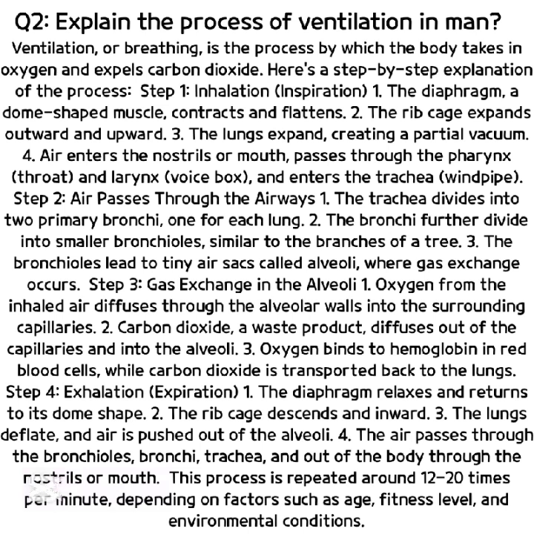Step 2. Air passes through the airways. First, the trachea divides into the primary bronchi, one for each lung. Second, the bronchi further divide into smaller bronchioles, similar to the branches of a tree.